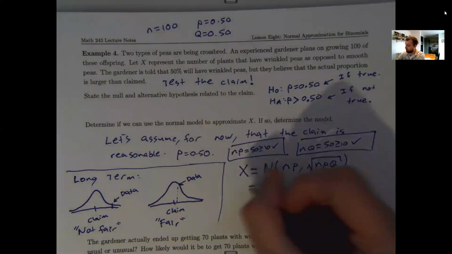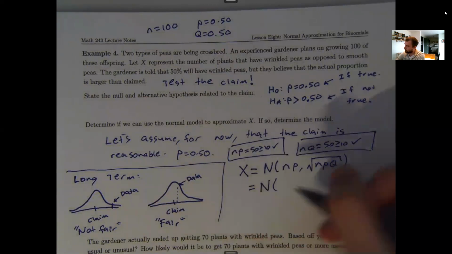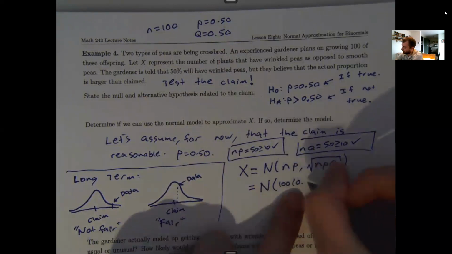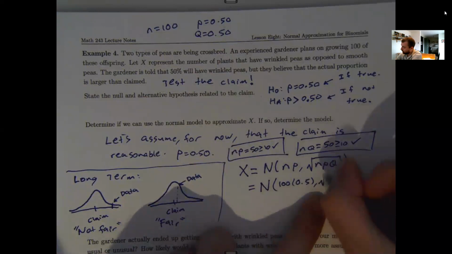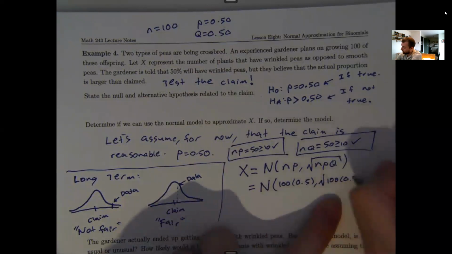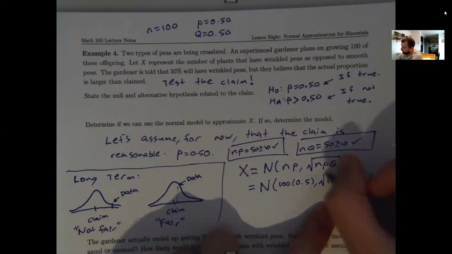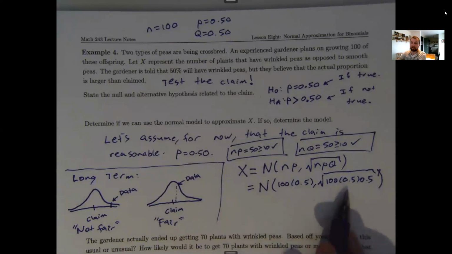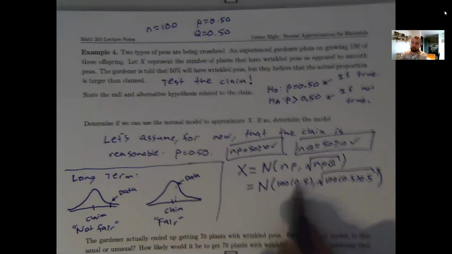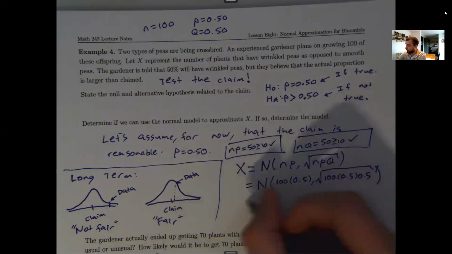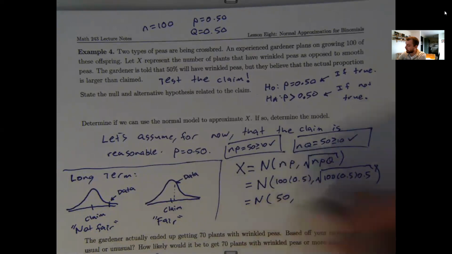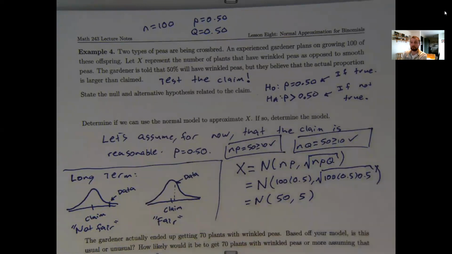Let's plug in our numbers. I am expecting it to be normally distributed. 100 times 0.5, square root of 100 times 0.5 times 0.5. I'm doing something a little bit different on this one. I'm finding both the average and the standard deviation inside of the notation for the normal distribution. If you prefer doing it separately like we did on the previous problems, you're welcome to do that, but you'll still end up getting the same result, which is an average of 50 and a standard deviation of 5.